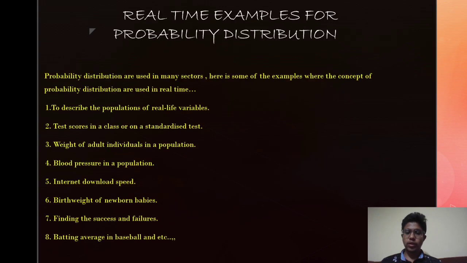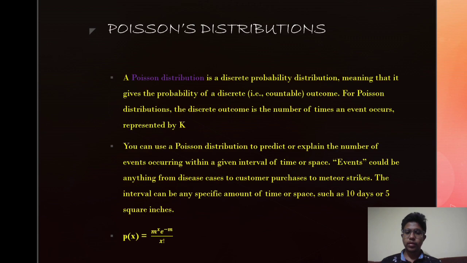P of x is equal to m power x, e power minus m, divided by x factorial. This is the formula to calculate the Poisson distribution.